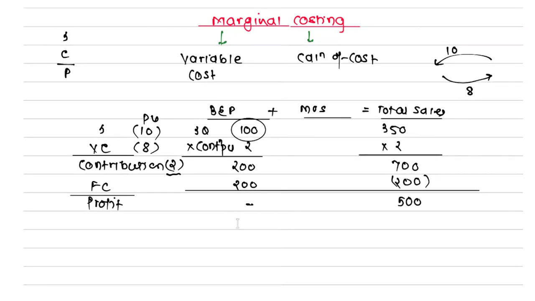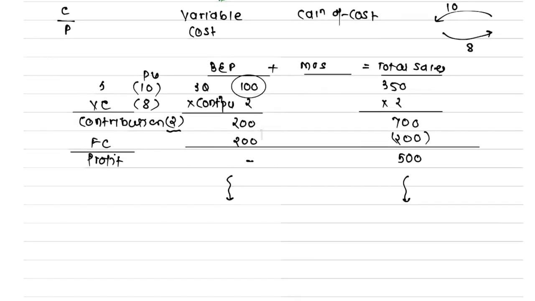Sir, can you generate a formula? I said yes. If you want to calculate the BEP, these two will always be equal: fixed cost plus profit, but profit will be zero because it is the break-even point. So it is fixed cost, which is 200, divided by 2, that is contribution per unit. So you got the answer in units. That is the BEP answer.